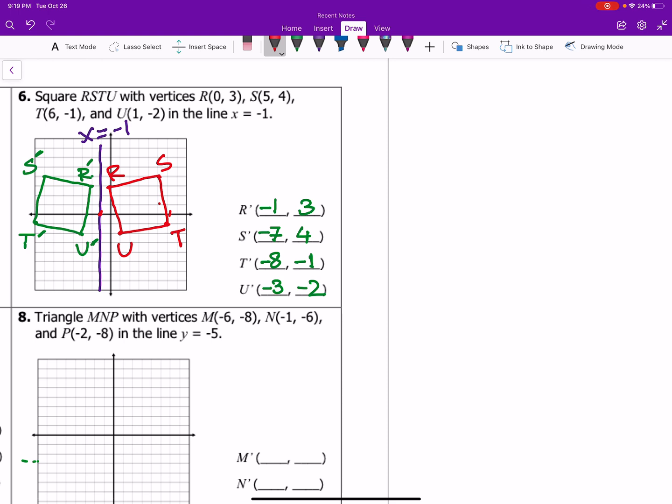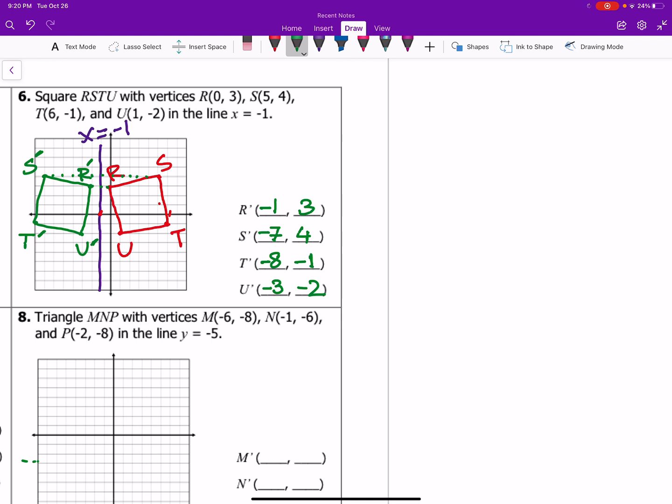According to our knowledge, we should look for how far the pre-image is from the line of reflection. From R, this is 1 unit, so we go 1 unit for the image. That gives me R prime. Then from S, let's count 1, 2, 3, 4, 5, 6. So we go a further 6 units, 1, 2, 3, 4, 5, 6. That's our S prime.